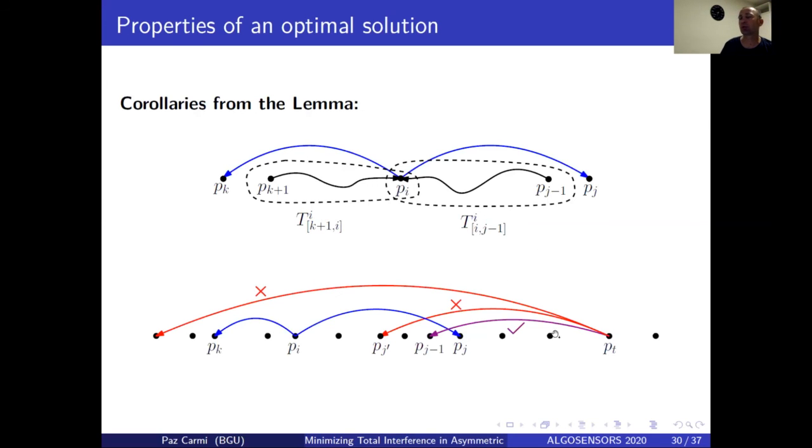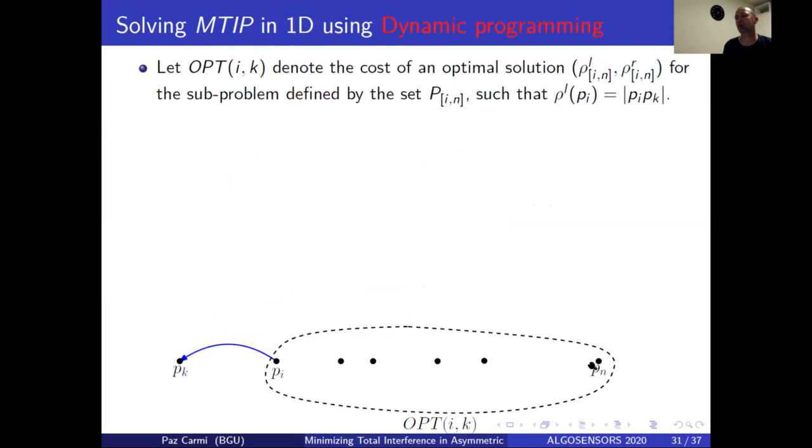Another corollary from this lemma: if we have a point pt, where t is bigger than j, which is the right range of pi, then we cannot have an edge going behind pj minus 1. So the left assignment of pt can go only up to j minus 1, but not behind this. So this helps us to have a structure for the optimal solution.